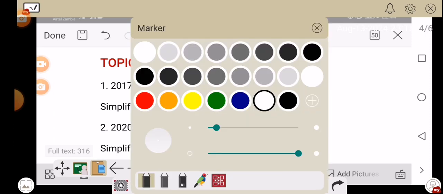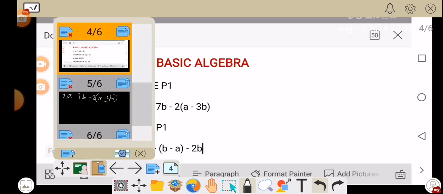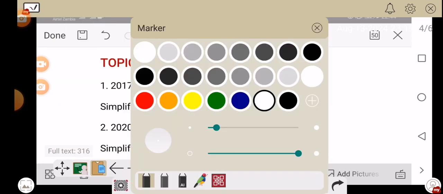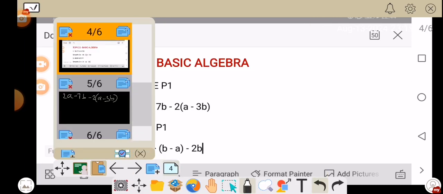As you can see here, it is clearly telling us these questions were asked in exams. The first was GCE 2017, and the other one was the 2020 GCE paper 1. Okay, so let's see how we will solve it. We will try to be quick.